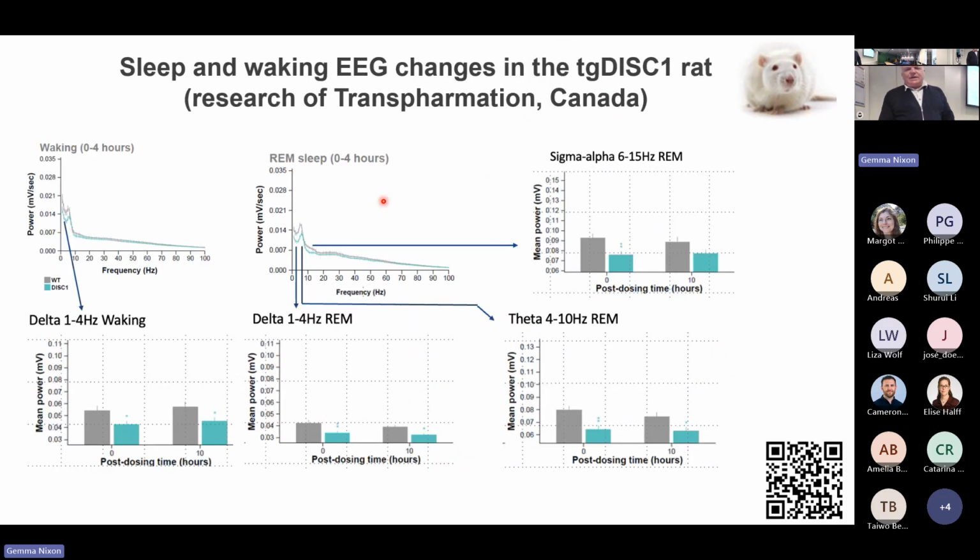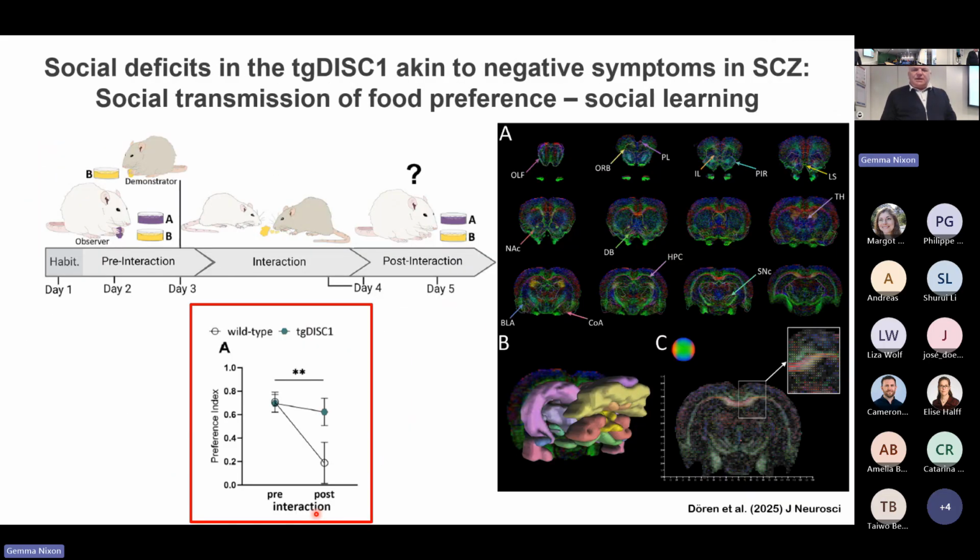And we also gave this rat to a company from Canada, Transformation, who did some sleep EEG measurements. You can see the link here. And what you see is a decrease in theta, delta, and sigma wavelength in this transgenic DISC rat.